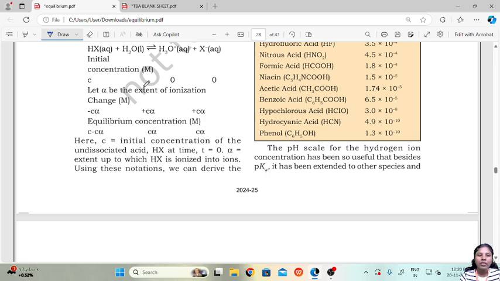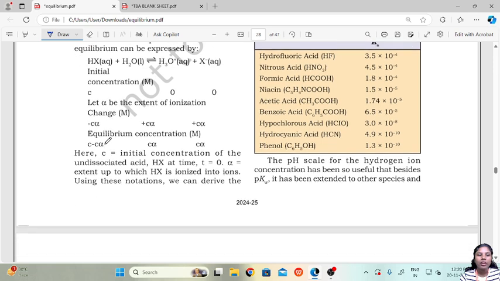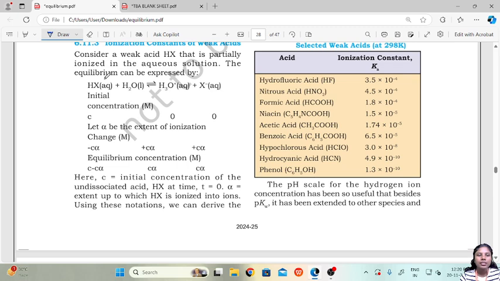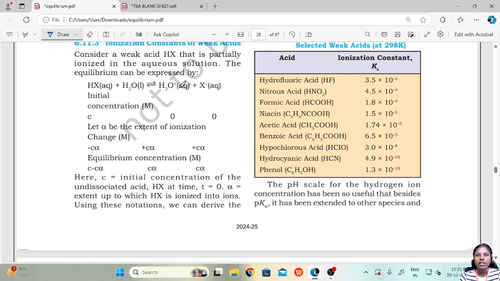Then let alpha be the extent of ionization, again in molar concentration. So whatever change or dissociation is happening, or how much ionization is happening, is denoted by alpha. Now we can write it as minus C alpha, negative, because this is getting reduced to form the products, correct? So this has a negative concentration, C alpha, plus C alpha, plus C alpha.